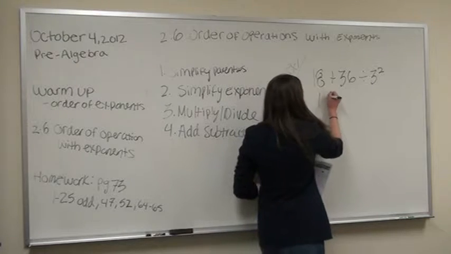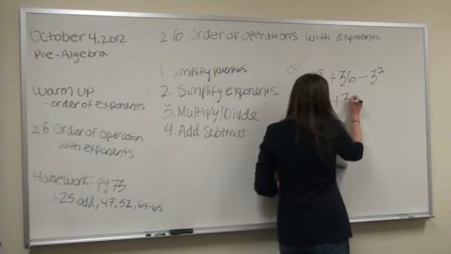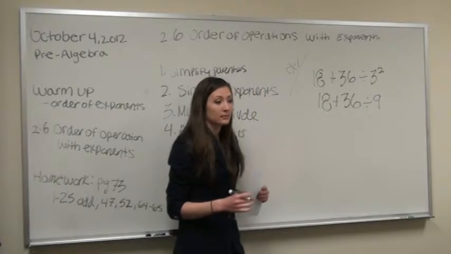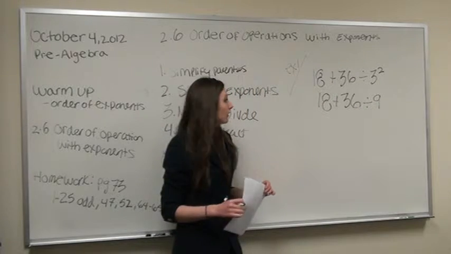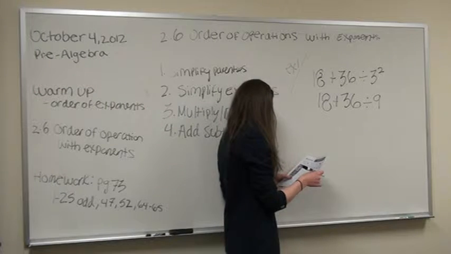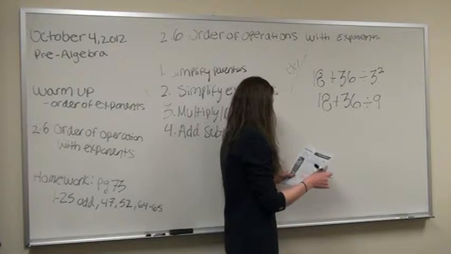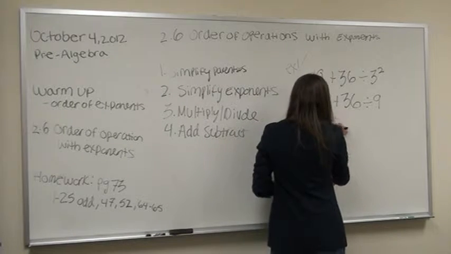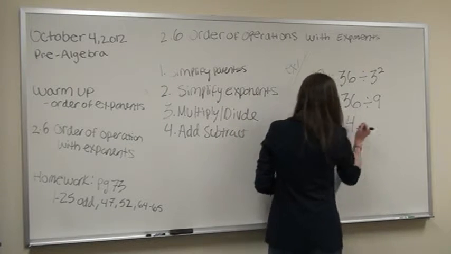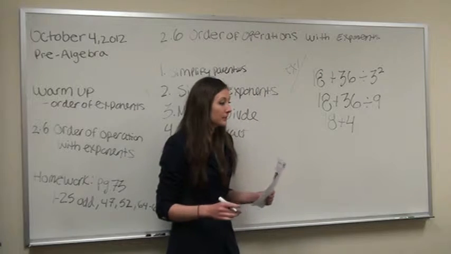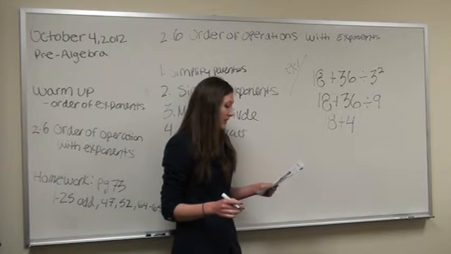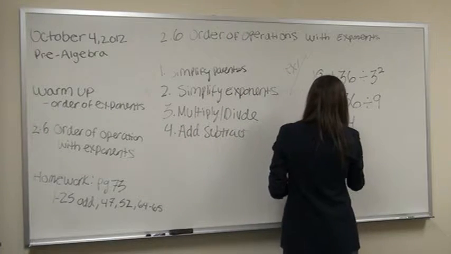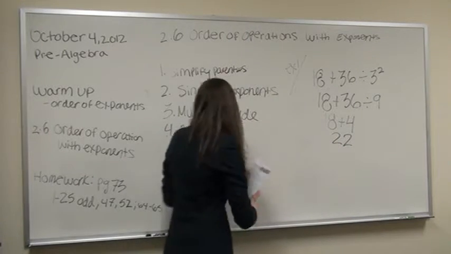Good, okay. So we want to break down the steps again. So what would be our next rule? What would we do next? 36 divided by 9. Correct. And that is? 4. Okay, and now what are we going to do? I'm going to add 18 and 4. Which gives us? 22. Good. Okay, so that's example 1.